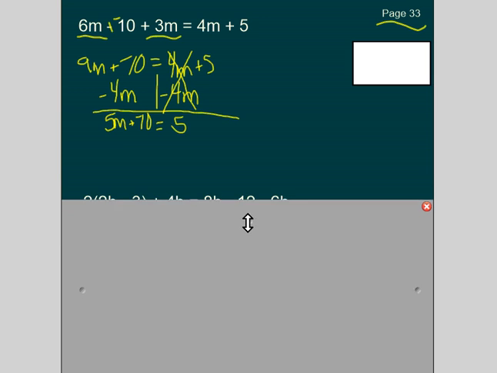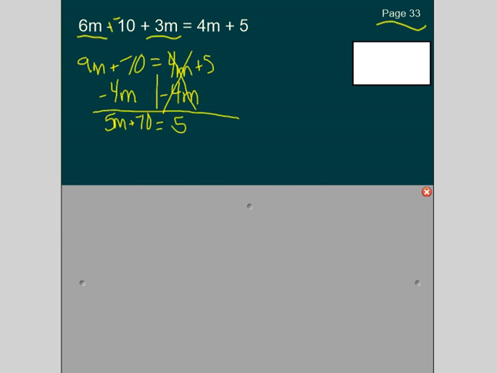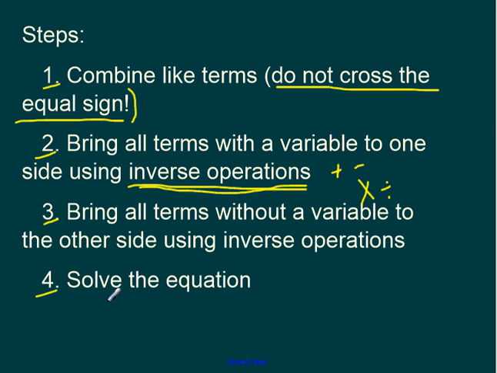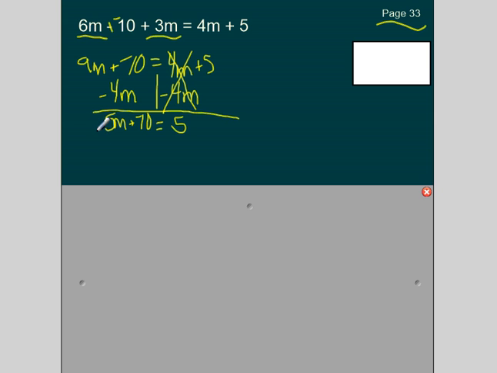All right. Step 3 in our process says to bring all terms without a variable to the other side. So I brought my variable terms to the left, so now I only have variables on the left-hand side. And now I have to bring this negative 10 across the equal sign, which means I have to use inverse operations.